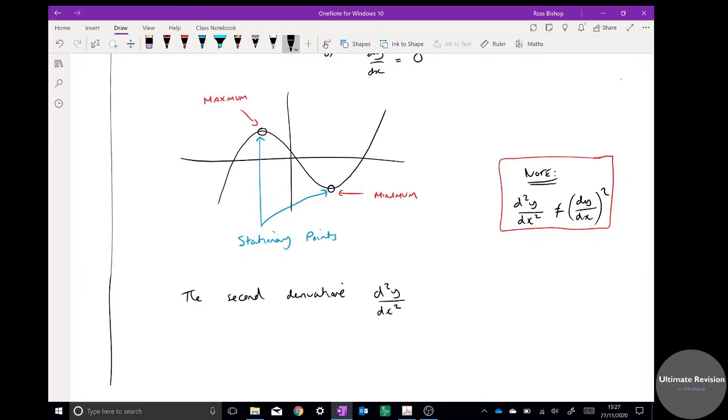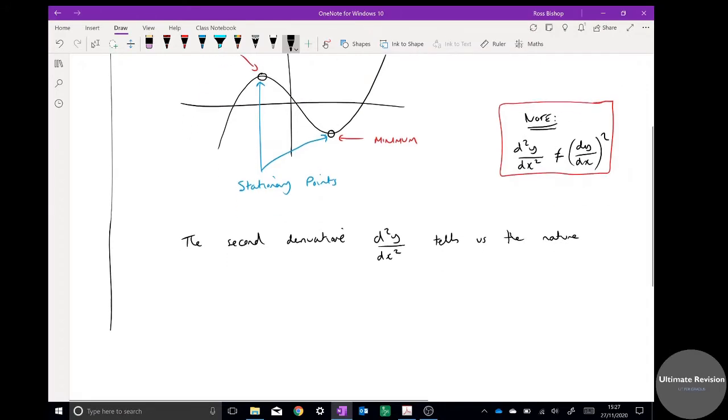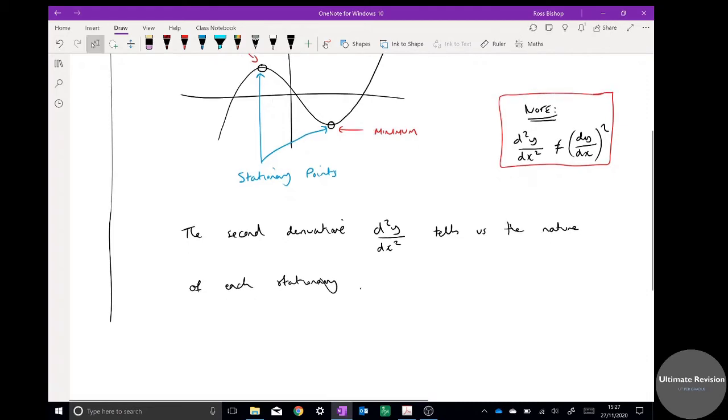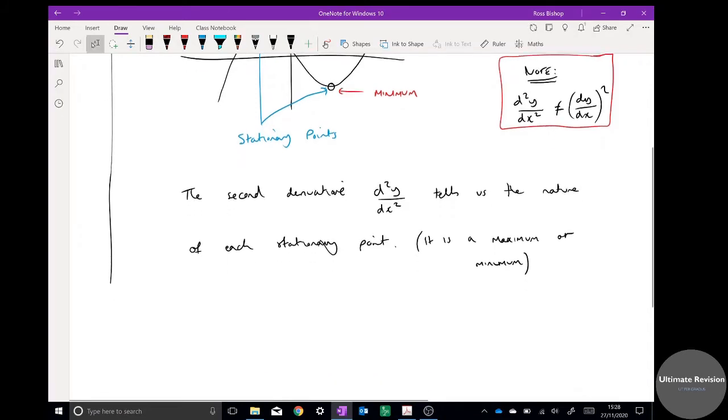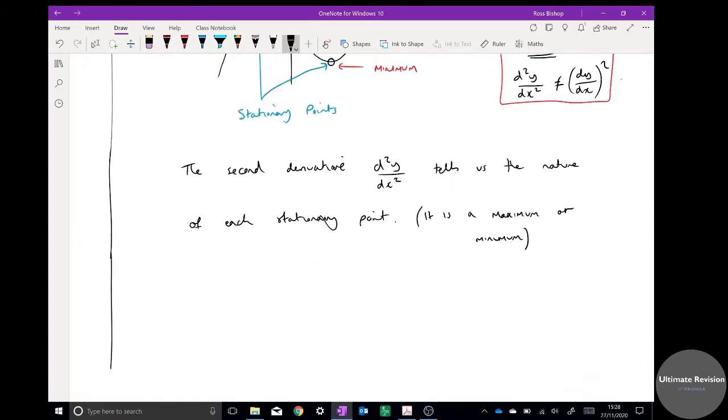So the second derivative tells us the nature of each stationary point. This basically means it tells us whether it is a maximum or minimum. This will become very obvious when we do an example, but for now, just get the notes down.